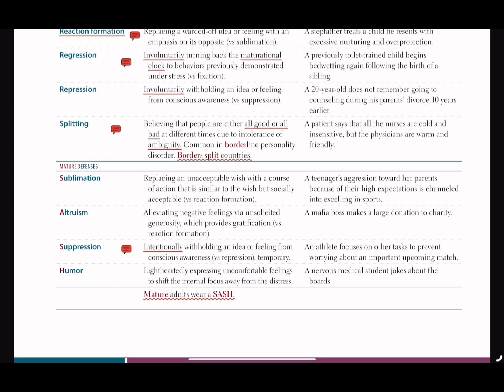Altruism: alleviating negative feelings through unsolicited generosity, which provides gratification, versus reaction formation. A mafia boss makes a large donation to charity. So altruism is the generosity.